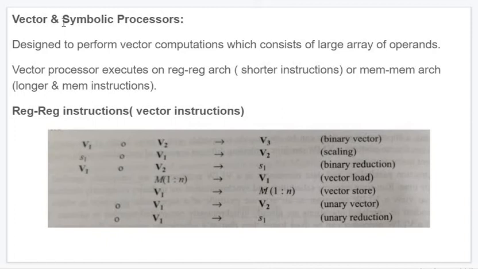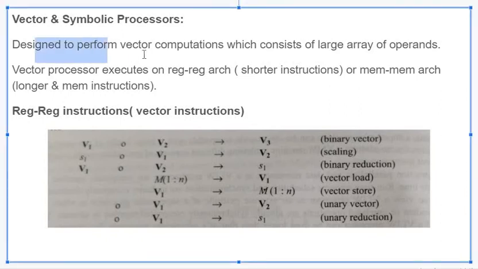As you know, a vector processor will do somewhat more complex operations than the previous superscalar and VLIW architectures. It is designed to perform vector computations, which consist of a large array of operands. Large array of operands means the data to process will be very huge in size. So whenever data is very bulky or in very high quantity, we should definitely go for vector processors, and they execute in two architectures: one is register to register architecture, the other is memory to memory architecture.